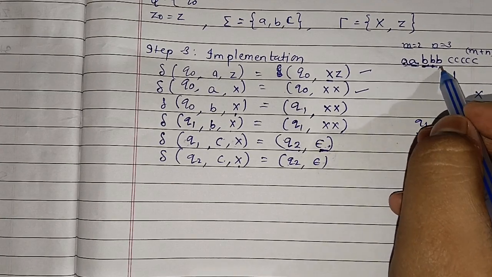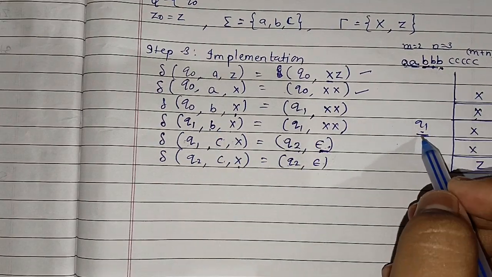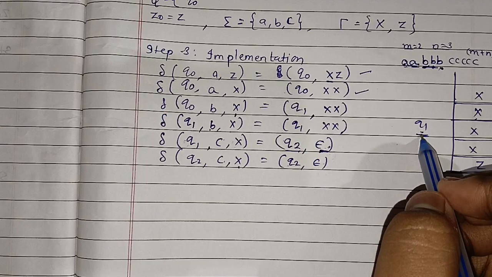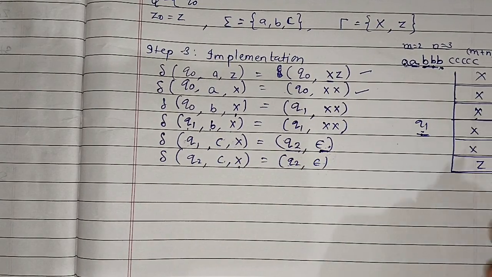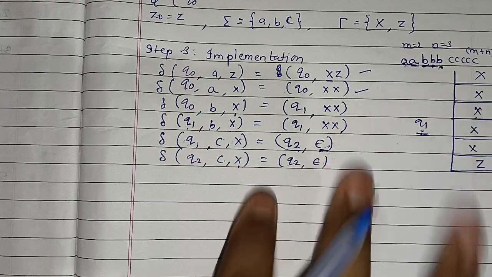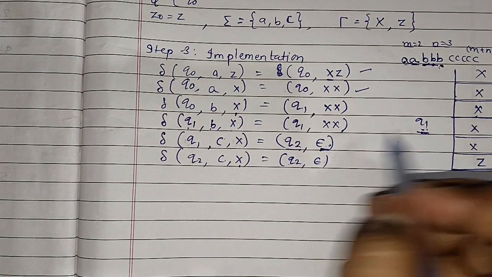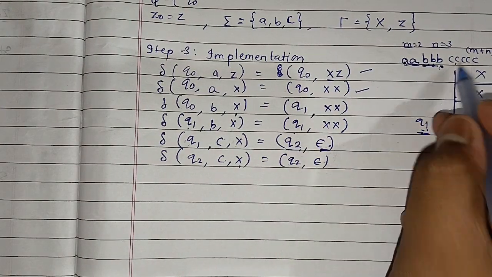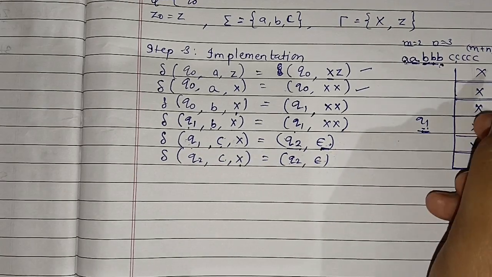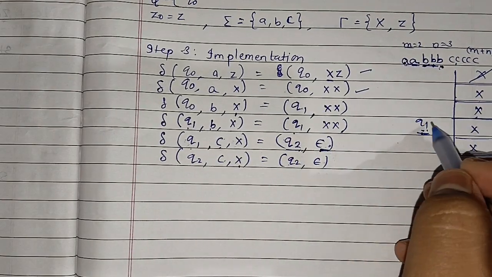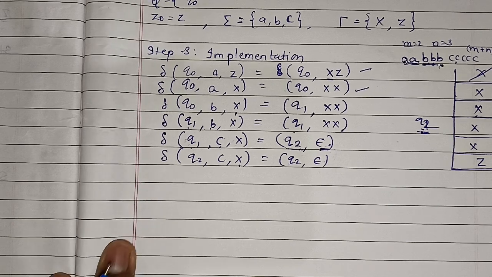Now see, the third B comes, but we are in Q1 state, so Q1 B and stack top is X, so I will push X again. 1 2 3 4 5. Now we are in the Q1 state. Now C comes, C in Q1 state and stack top is X, so I will pop and change the state. Now it is Q2.